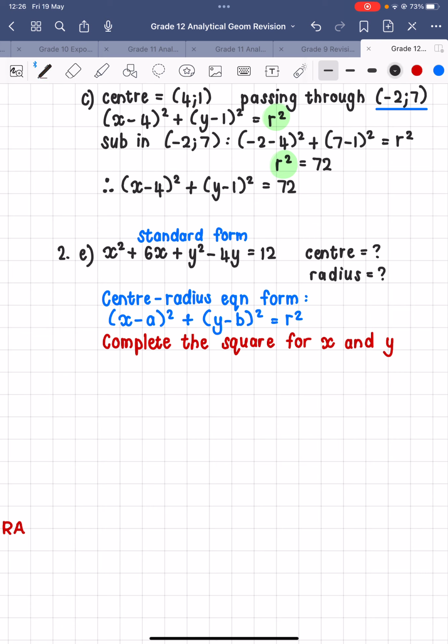The first thing you need to do is group your x's and group your y's, which we do have. Just make sure that your x squared and your x are next to each other, and your y squared and your y are also next to each other. And you have to have your constant term on the other side. So it has to be in that form.